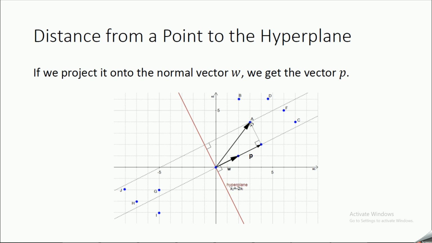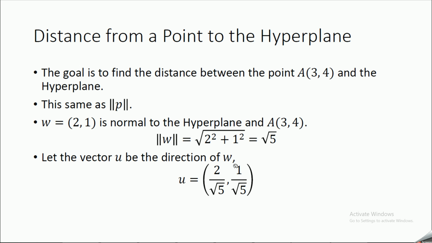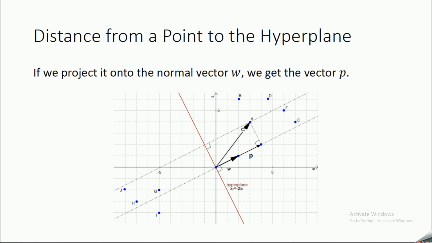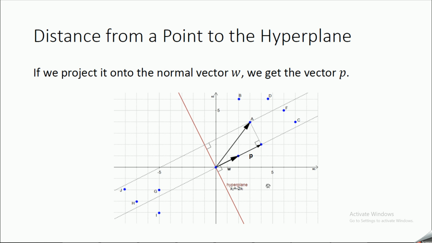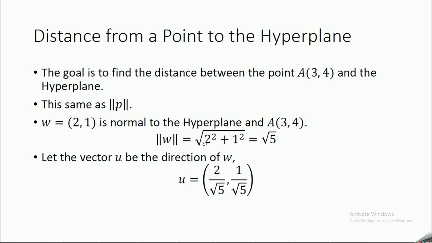So we are considering point A. It is normal to this hyperplane, and when we consider this A to be a vector, we can draw a perpendicular line which is normal to this W, and when we extend this further, we denote it with a vector P. The goal is to find the distance between point A and the hyperplane, that is this value. So the same as your P absolute. This is called P absolute.